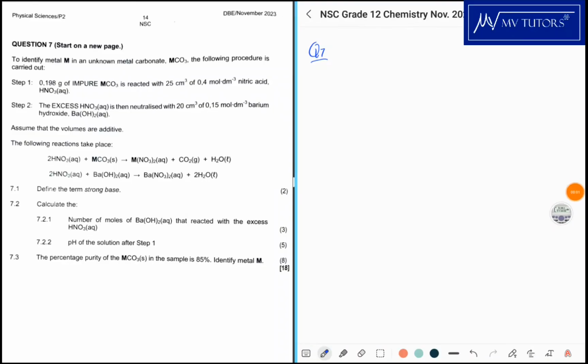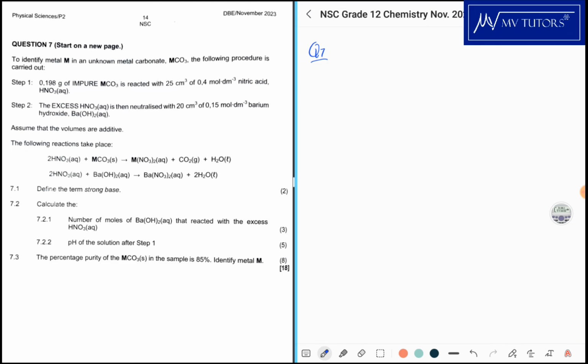Question 7. All right, this is the third last question. I keep forgetting that chemistry has 9 questions instead of 10. But yeah, so this is the acids and bases section. It can get a little bit tricky. But when you understand what's happening and what the process and procedure is, then the calculations become a bit easy.